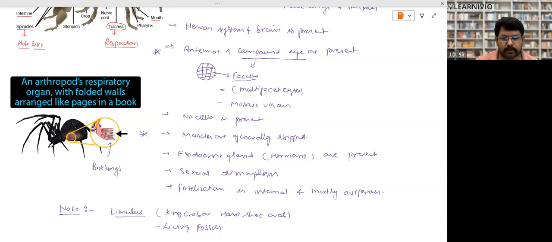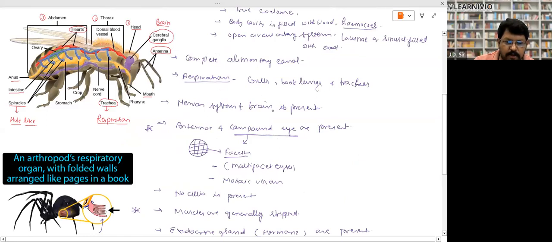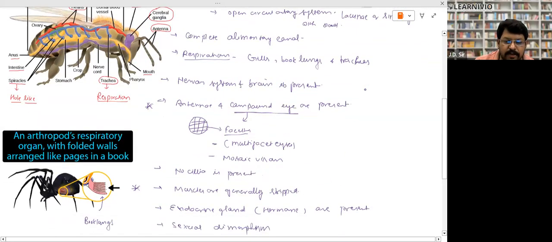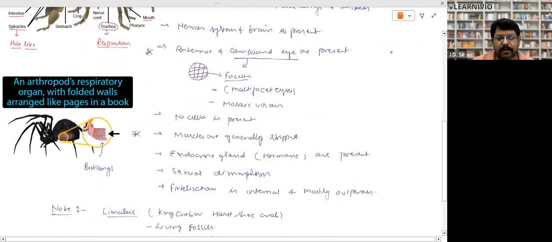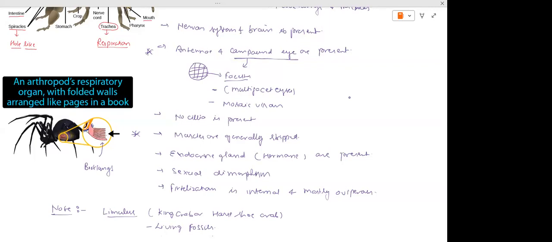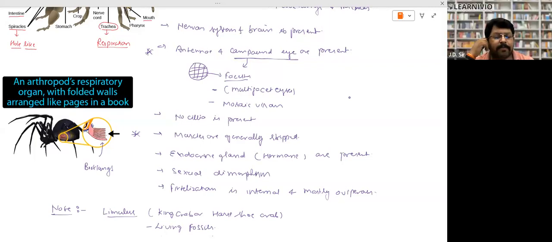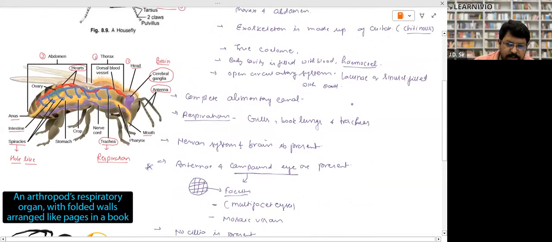So what is the next point? What is the respiratory organ? As I have told you, respiration takes place through gills, book lungs, and trachea. What is the trachea? Martin, tell me what is the trachea? They are like open pipeline-like structures. They are called trachea, right? So next point.